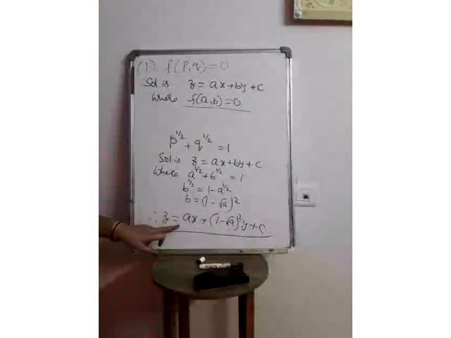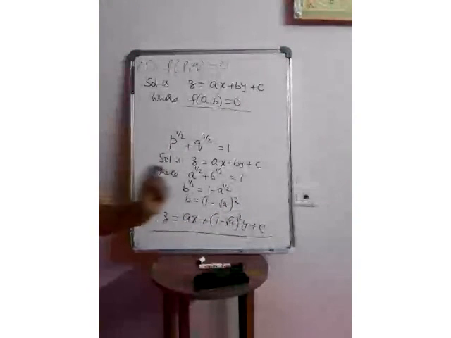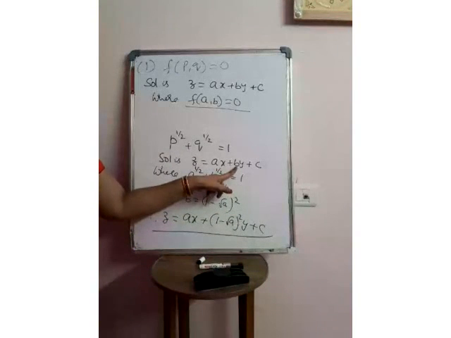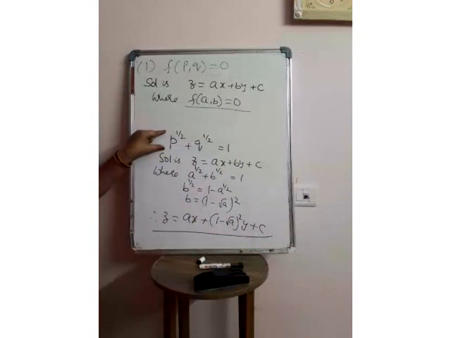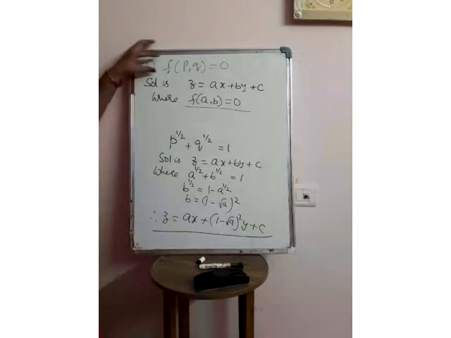Now you can observe that in the solution part, we have only A and C, only 2 constants. The third constant, B, is replaced in terms of A using this relation. So that is the method we follow to solve the first model of nonlinear equations. I hope you understood this.